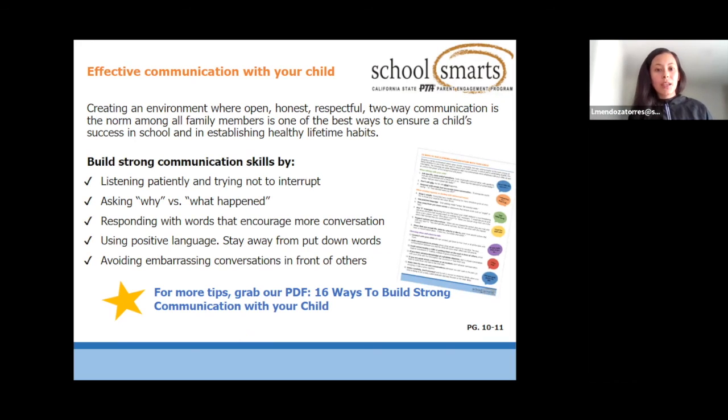Effective communication with your child: creating an environment where open, honest, respectful, two-way communication is the norm among all family members is one of the best ways to ensure a child's success in school and establishing healthy lifetime habits. So make sure to build strong communication by listening patiently and trying not to interrupt, asking why versus what happened, responding with words that encourage more conversation, using positive language, and staying away from put-down words. I know sometimes it could be hard because when it comes to your student, you just react right away, but it's definitely important to stay calm, use positive language, and avoid embarrassing conversations in front of others.